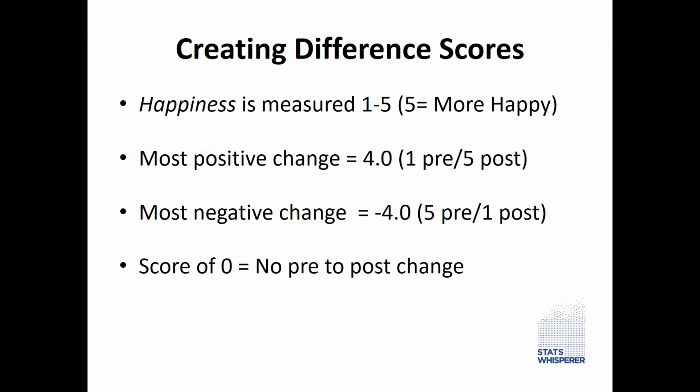Now, something that's important to keep in mind is happiness. Those happiness scores at pretest and post-test are both measured on a scale of 1 to 5, with 5 being more happy. So when we minus them to create difference scores, the most positive change would be if they had a 1 at pretest and a 5 at post-test. So the highest positive score would be 4.0, and then vice versa. The most negative change would be a negative 4.0, 5 at pre, 1 at post. And a score of 0 means no change from pre to post. So the difference scores express exactly what we're looking at, the change from pre to post.